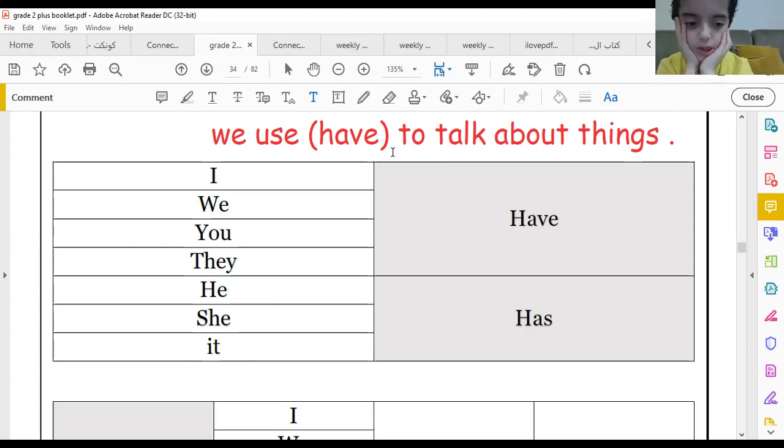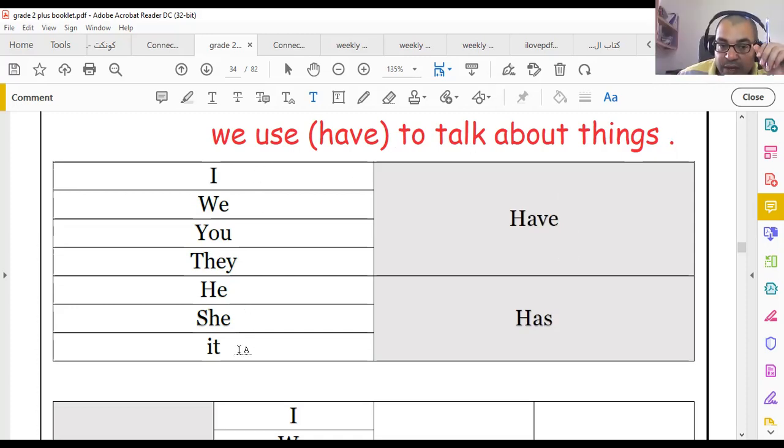Now, look at my hand. This is a pen, right? Yes. Pen is a thing. It is not a boy. It is not a man. I wanted to talk about the pen. I say, I have a pen. I have what? A pen. Okay. So have is a verb.